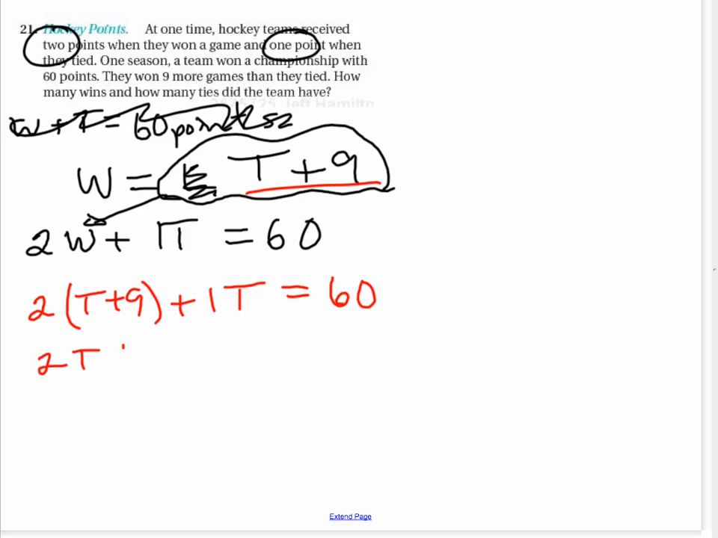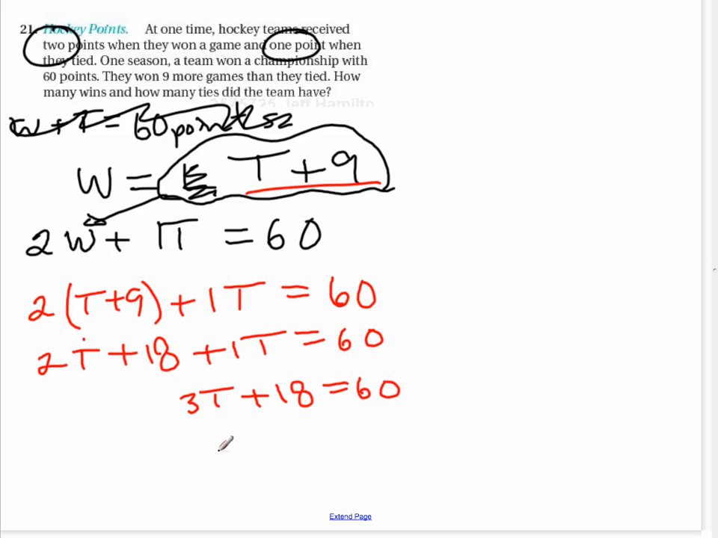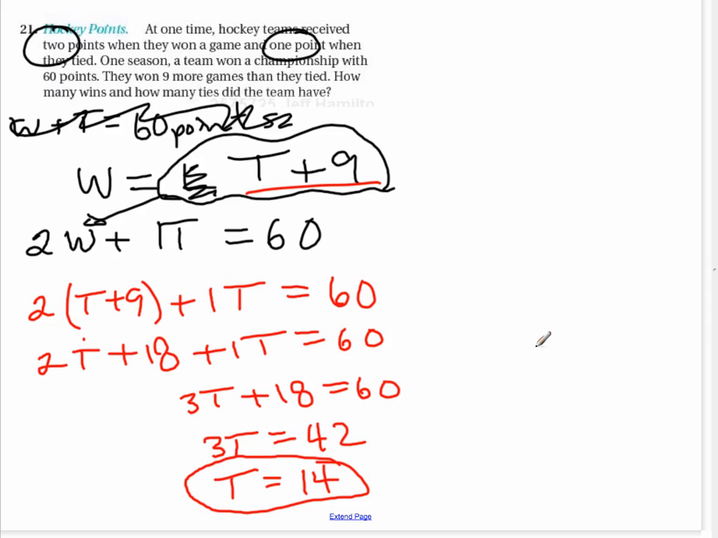So 2t plus 18 plus 1t is 60. Then 2t plus 1t is 3t, plus 18 is 60. So 3t is equal to 60 minus 18, which is 42. And when you divide both sides by 3, you come up with 14. So the number of ties is 14.